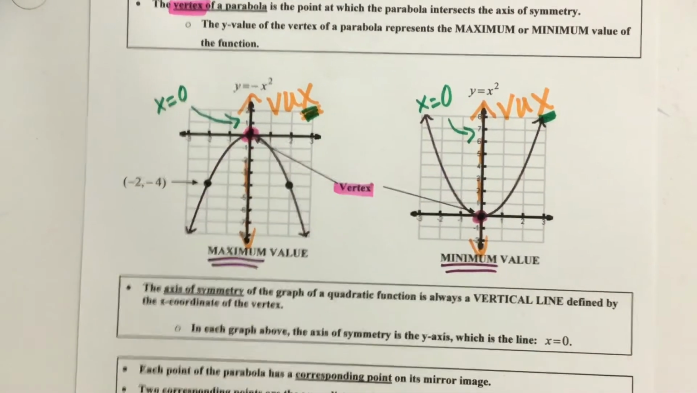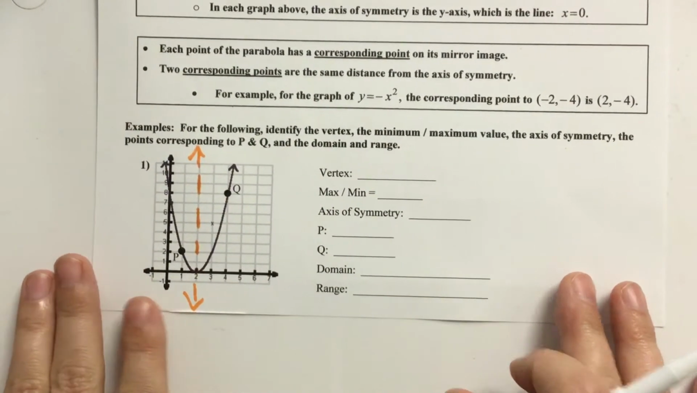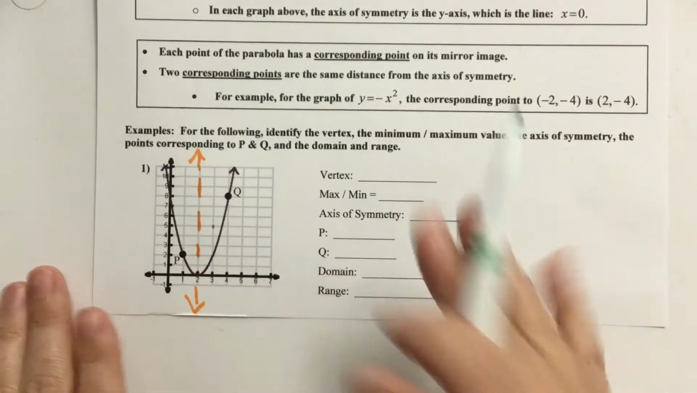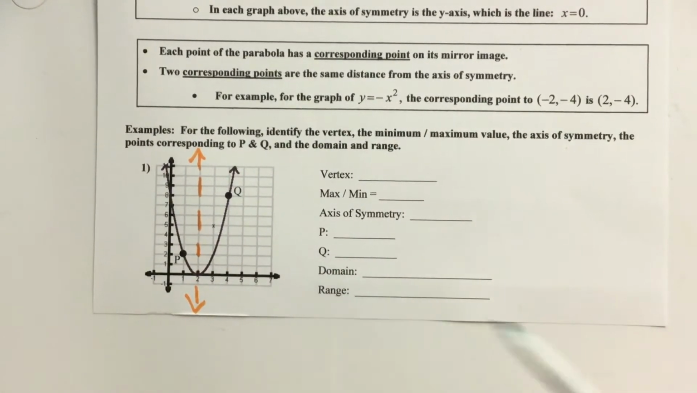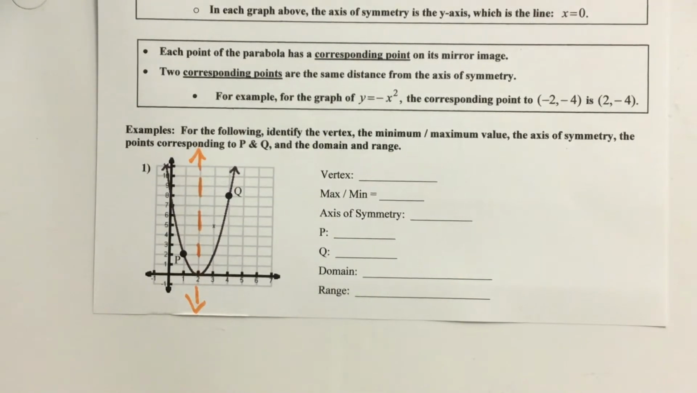Okay, and then we're going to do a little bit other vocabulary called a corresponding point, but I'm going to talk about that as I just get started. And then we are visiting domain and range, and we're going to do inequality notation as well as interval notation. All right, so here we go.